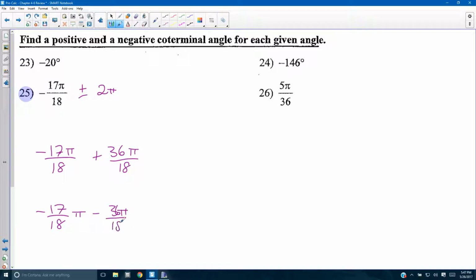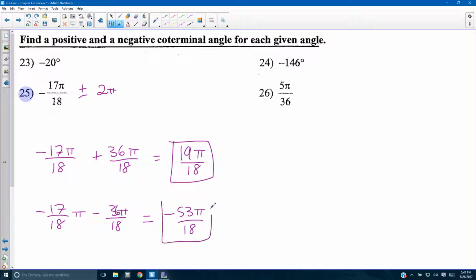36 pi over 18. So adding it, 36 minus 17 is 19. So that'll be 19 pi divided by 18 right there. That's one of my answers there. That answer is a little more than 180 degrees. Actually, it's 190 degrees, right? But I want my answer in radians. Next one here, 17 plus 36, so that's 53. So this will be a negative 53 pi over 18.